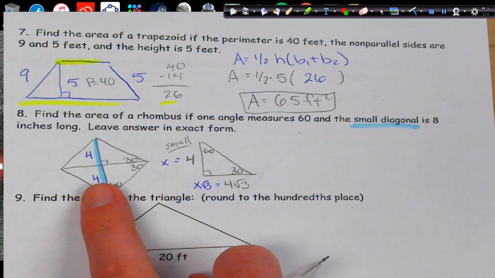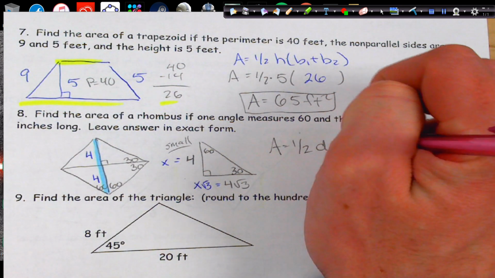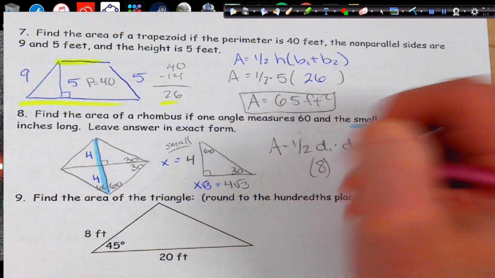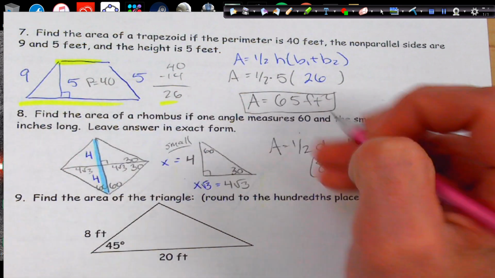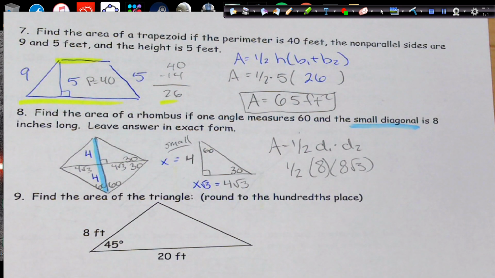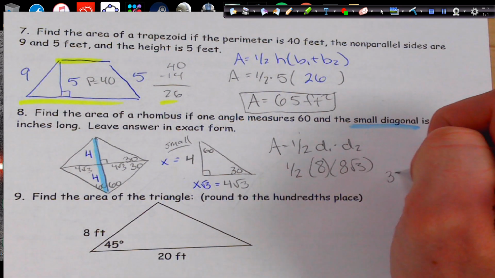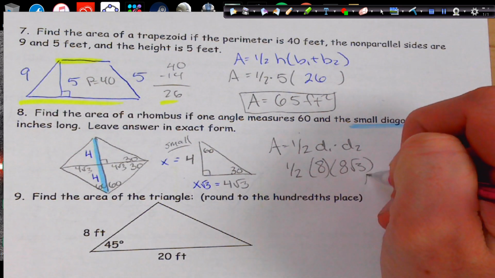So we get one diagonal is going to be 8. The other diagonal is going to be 4 rad 3 plus 4 rad 3, which is going to be 8 rad 3. And then we're going to take half of that. So 8 times 8 is 64, divided by 2 is 32. So we're ending up with 32 rad 3 square inches.